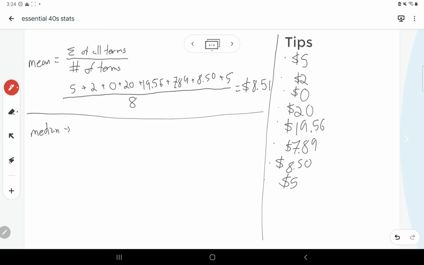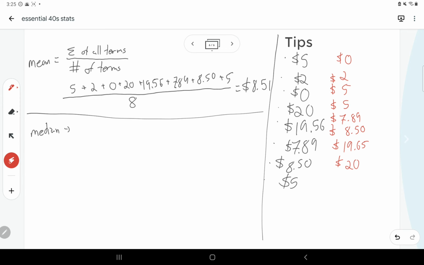So obviously $0 is going to be first, since that's the lowest. Then we have $2, $5, $5, $7.89, $8.50, $19.65, and $20. Get all my dollar signs in there. All right. So now that we have this in order, we can find the middle values.